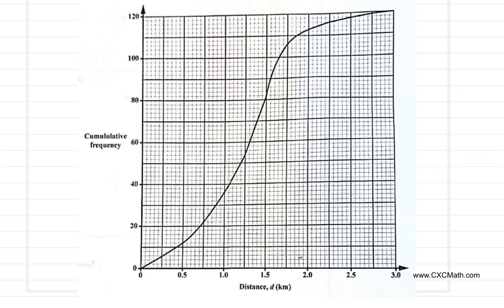Here now, to locate the median on the cumulative frequency diagram, you go from 0 all the way here, which is 120. Good. Then you go halfway that distance, which would be 60. So from there now, from the 60, you project across.